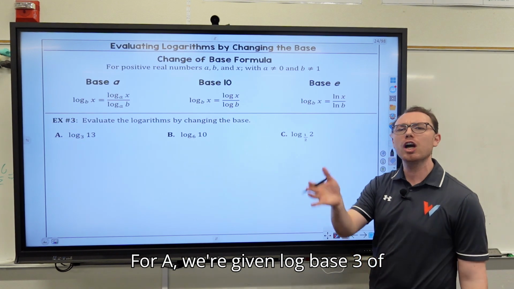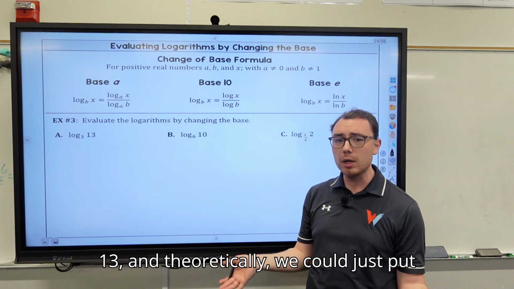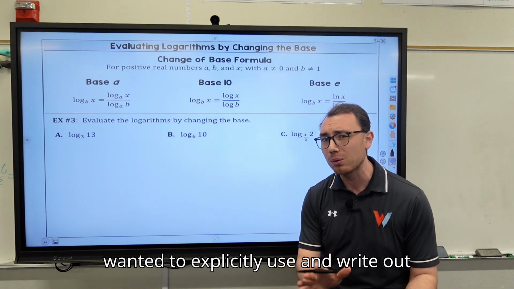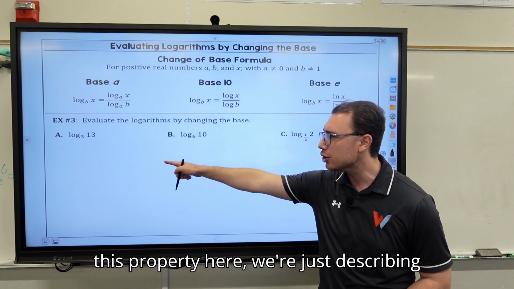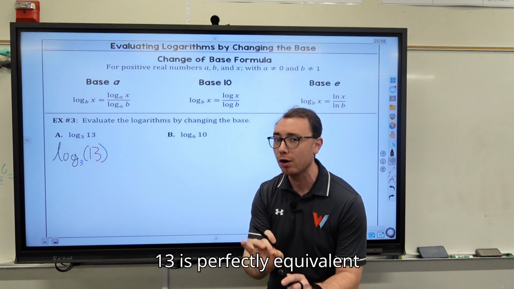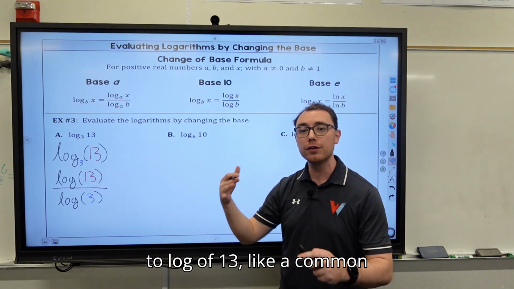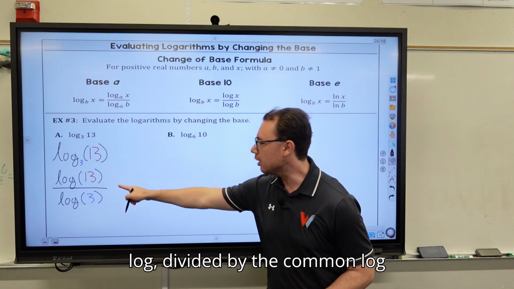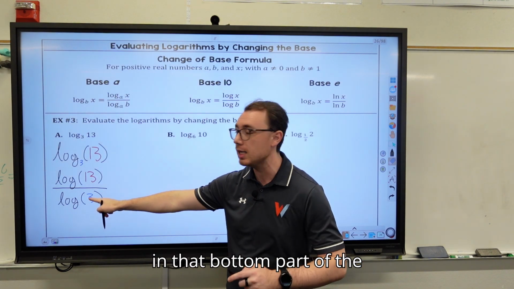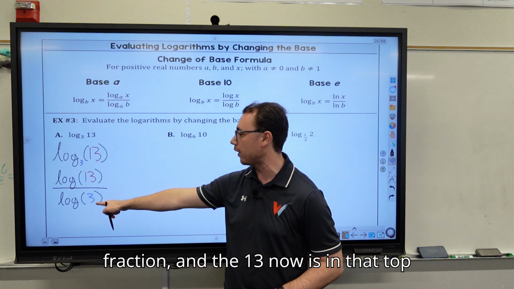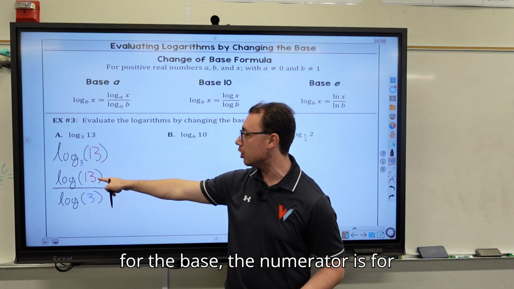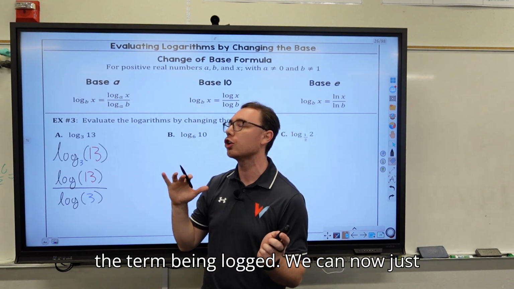For a, we're given log base 3 of 13, and theoretically, we could just put that into our calculator, but if we wanted to explicitly use and write out this property here, we're just describing that this log base 3 of 13 is perfectly equivalent to log of 13, like a common log, divided by the common log of 3. Notice how the base now is in that bottom part of the fraction, and the 13 now is in that top part of the fraction. The denominator is for the base, the numerator is for the term being logged.